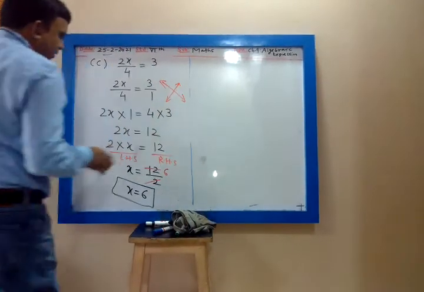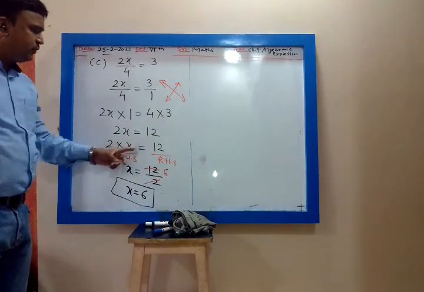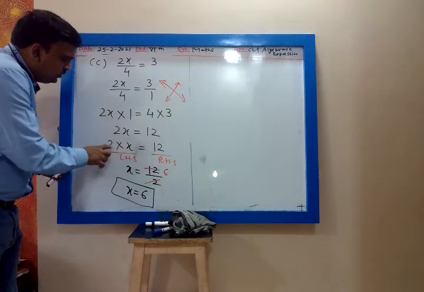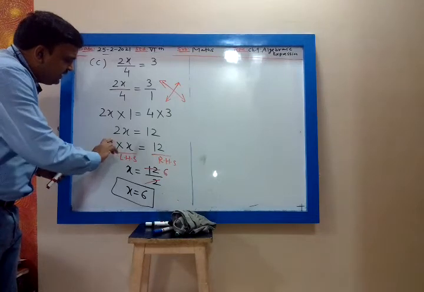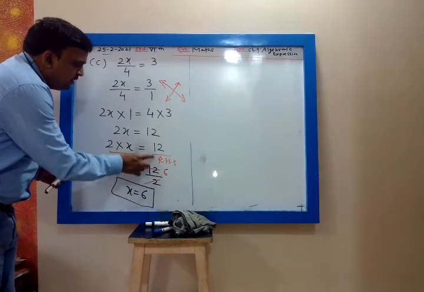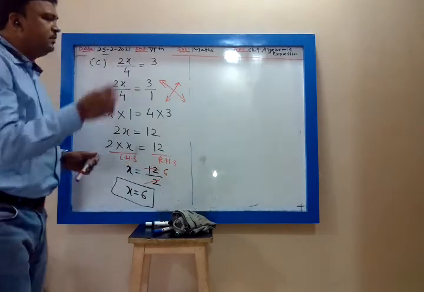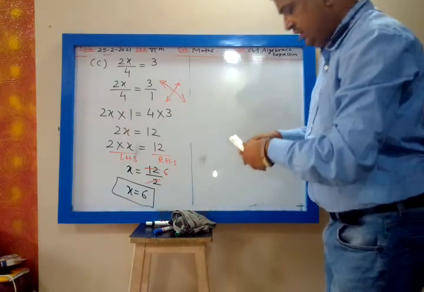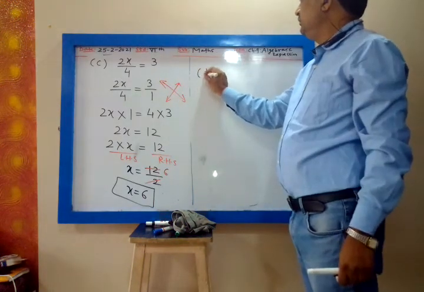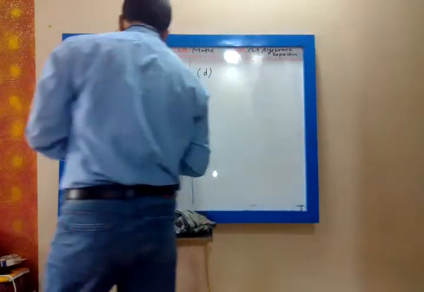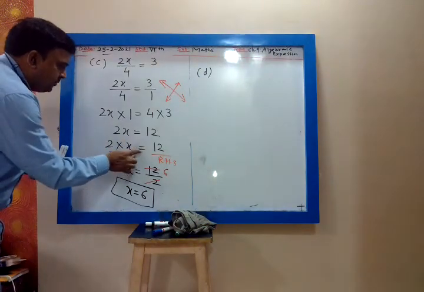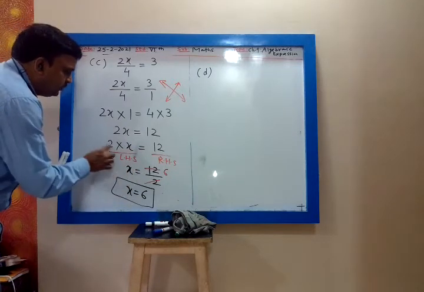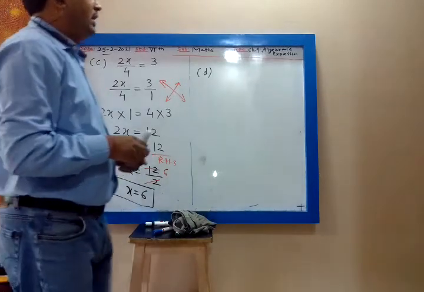2 into x is 12. Now 2 is there in the multiplication. Whenever I change the side of 2, multiplication becomes division. So 12 divided by 2, 2 sixes are 12. So the answer is 6. Before the equal to, 2 is there in the multiplication, but after the equal to, now 2 has gone in the division. I have changed the side of 2.